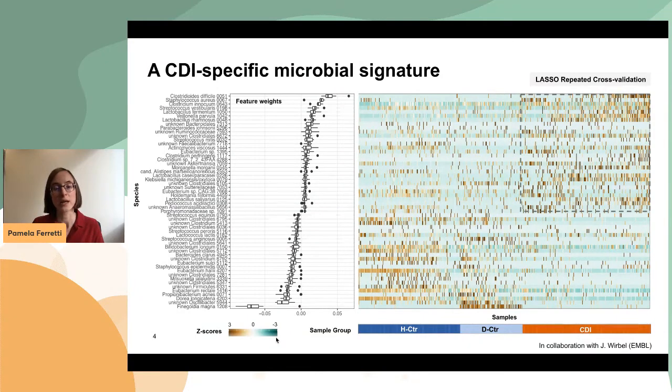And as you can see here, we did indeed find a CDI-specific microbial signature that was distinguishable from the signature associated with disease controls and healthy controls. And we had an overall AUC of 0.81.